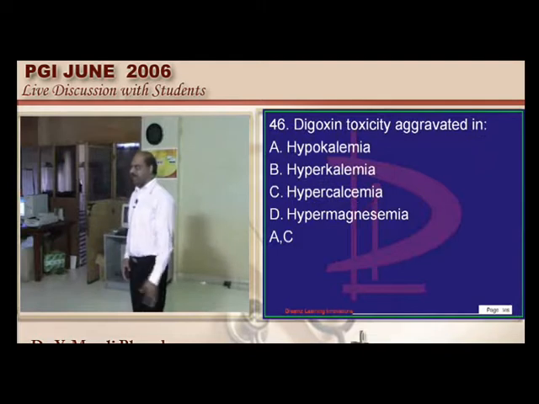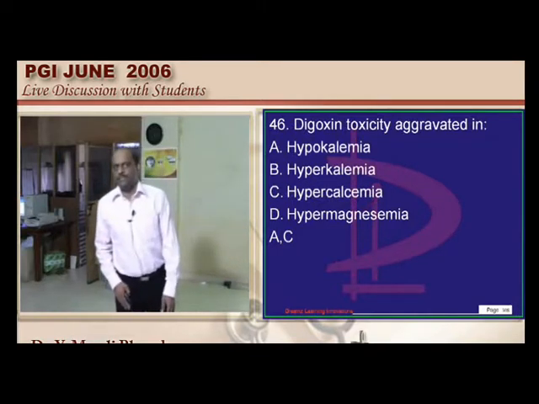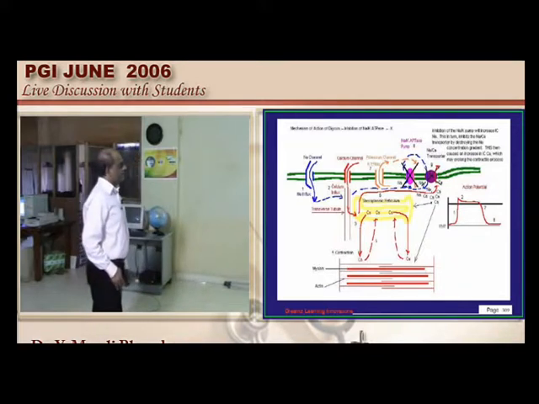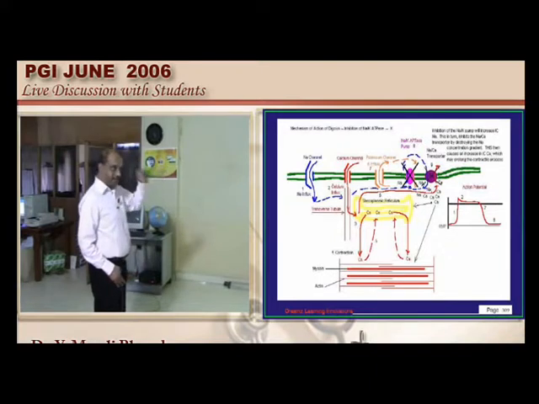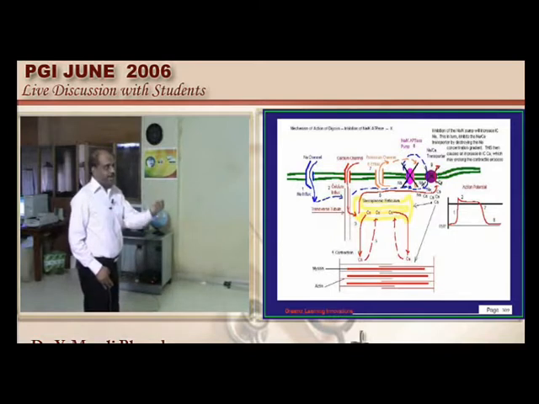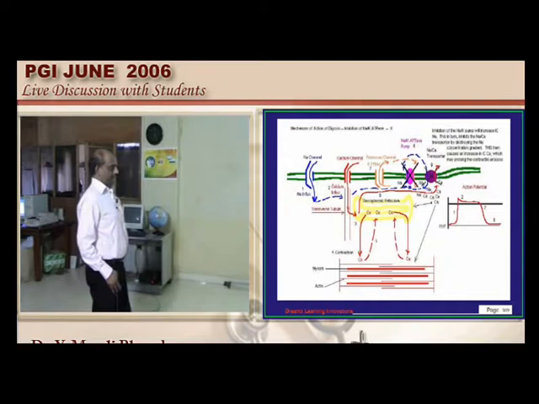Digoxin toxicity, doctor, any entrance we write, it is a definite question. We must know everything about digoxin. So digoxin inhibits the sodium potassium ATPase pump, and because of that typically the calcium becomes sequestered within the cell, and that will increase the intracellular calcium levels, that will increase the inotropic state. So that is the whole purpose of giving the digoxin.